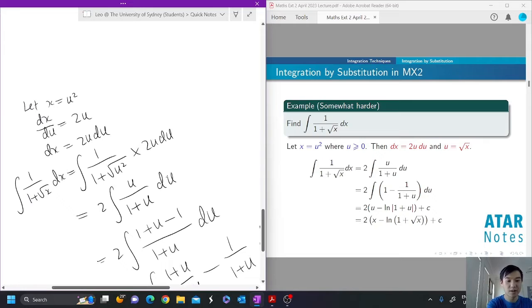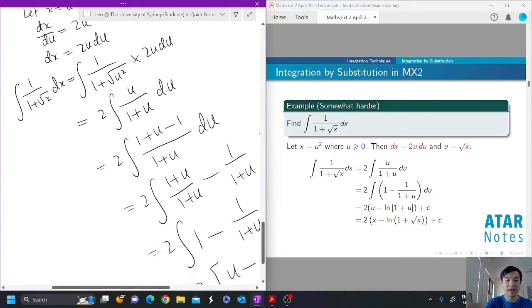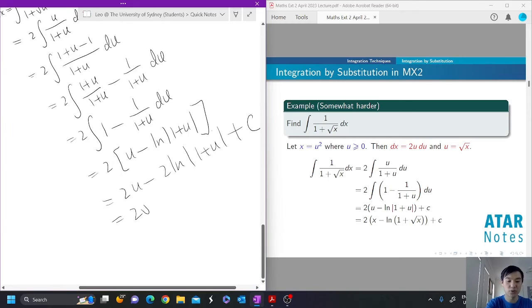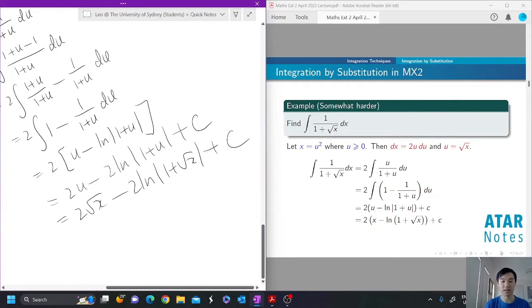Technically u is equal to plus or minus root x, but for the purpose of integration, especially if you went to my Extension 1 lecture when we did changing limits that have square roots, you can just take the positive, so u is equal to root x. So this will be 2 root x minus 2 ln absolute value of 1 plus root x plus c. And that is your final answer, which you can see is what we got here on the slides.